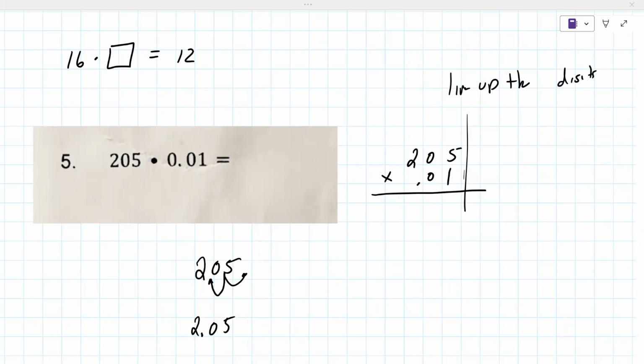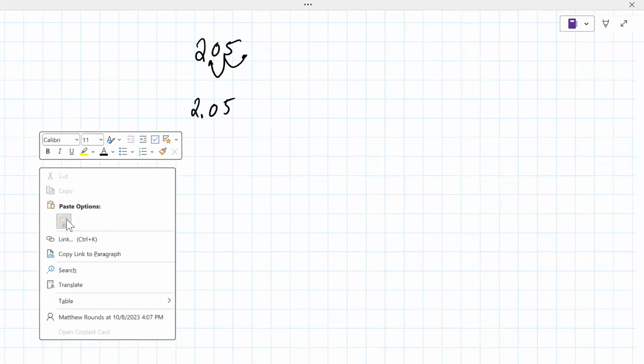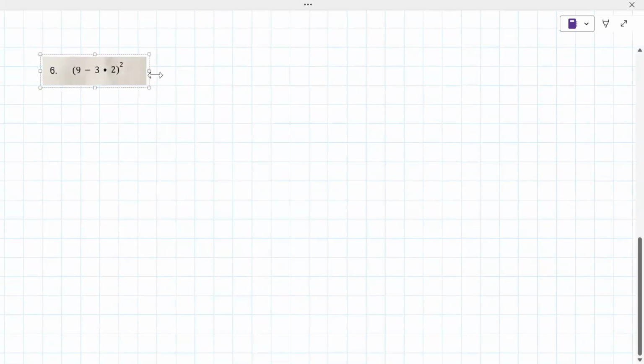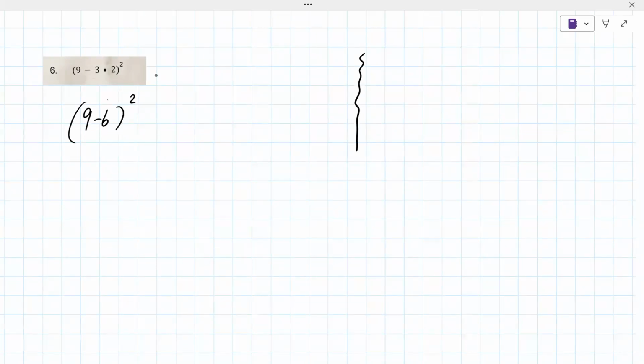So next one is an order of operations here. Let me put this in front of you. All right. So 9 minus 6, 9 minus 6 inside parentheses squared. 3 squared. And 3 squared is 9. There's 3 squared, which is 9. Good. Okay.